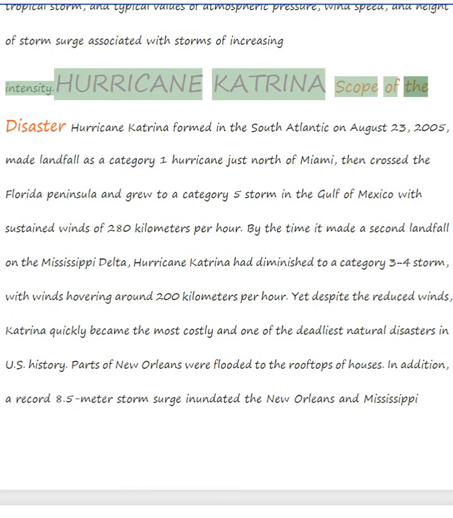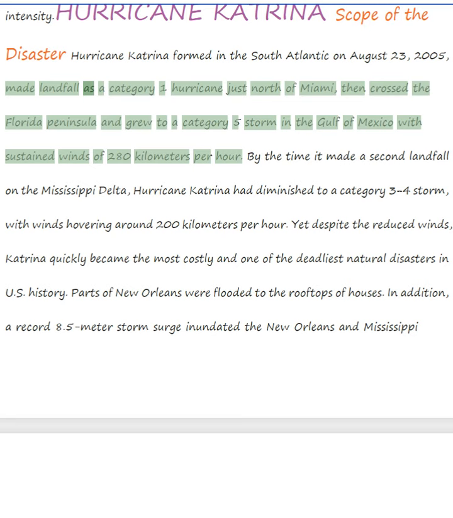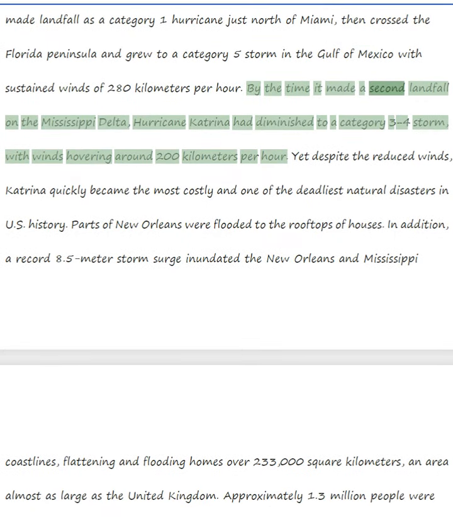Hurricane Katrina: scope of the disaster. Hurricane Katrina formed in the South Atlantic on August 23, 2005. It made landfall as a Category 1 hurricane just north of Miami, then crossed the Florida peninsula and grew to a Category 5 storm in the Gulf of Mexico with sustained winds of 280 km per hour. By the time it made a second landfall on the Mississippi Delta, Hurricane Katrina had diminished to a Category 3 or 4 storm, with winds hovering around 200 km per hour.